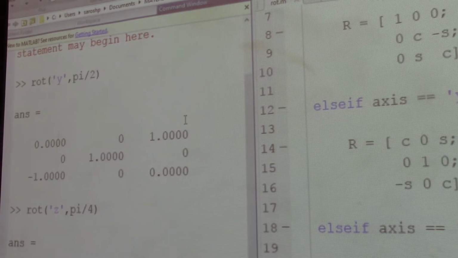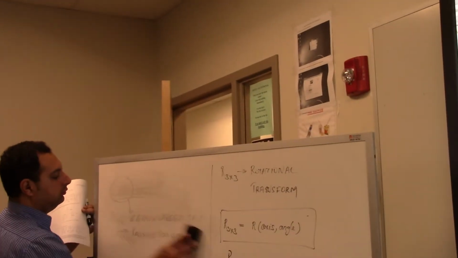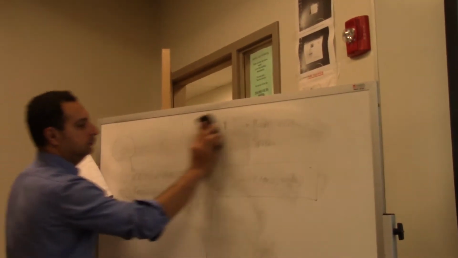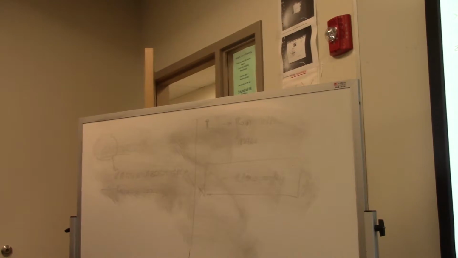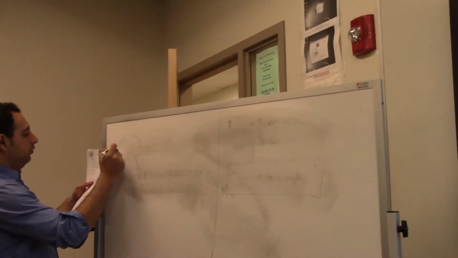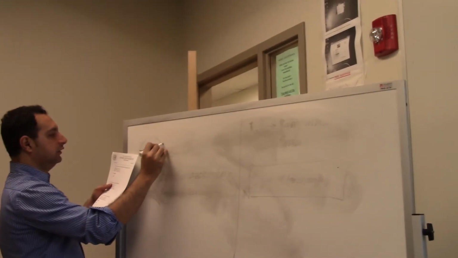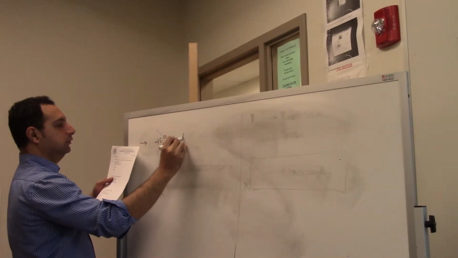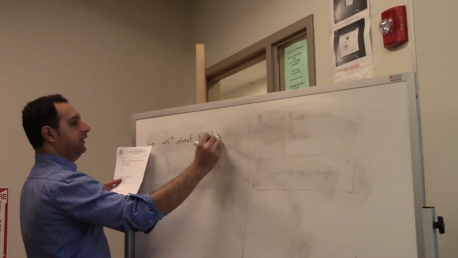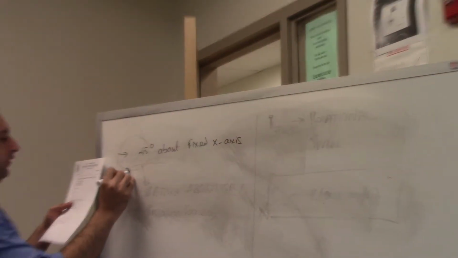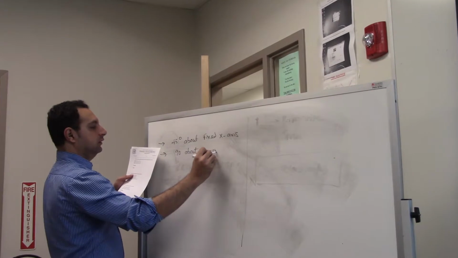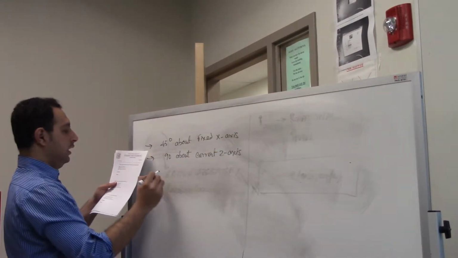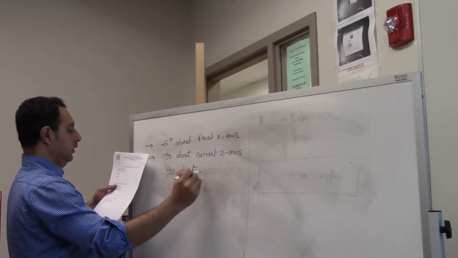Okay, so we can do fixed axis and current axis transformations. It says find the composite rotation matrix for: first, 45 degrees about the fixed x-axis. Then we have 90 about the current z-axis. And 90 about the current y-axis.